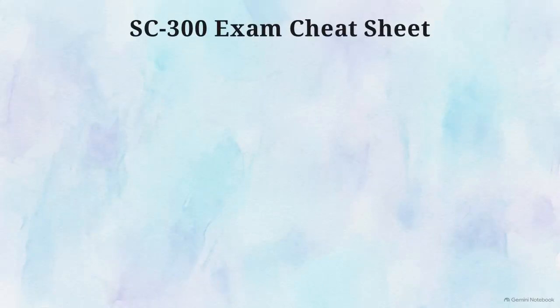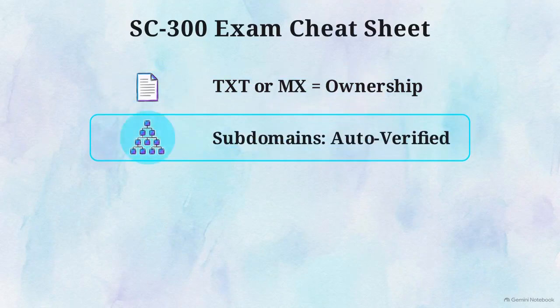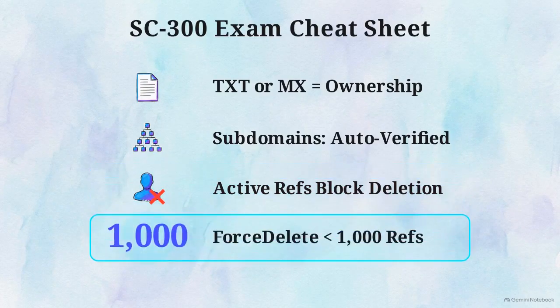For the SC300 exam, remember these 4 rules. TXT or MX records prove your domain ownership. Subdomains verify automatically if the root is verified. Active references will block a domain deletion, and the force delete command is capped at 1,000 references.